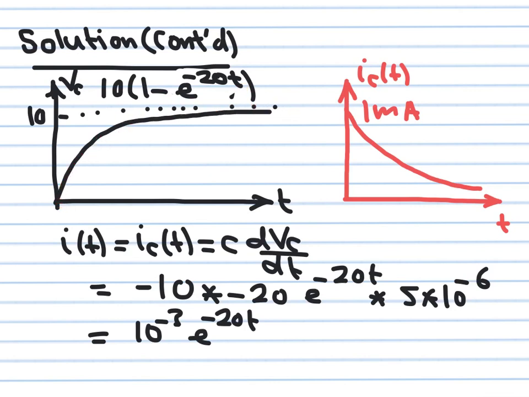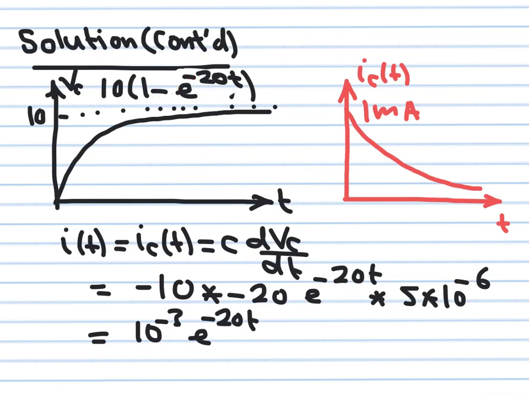What about the current? We can calculate the expression for the current, because the current in the circuit is the same as the current flowing in the capacitor, which is C dVC by dt. So you take this term and differentiate it relative to t. The derivative of minus 20 e to the minus 20t will give you minus 20 multiplied by e to the minus 20t. So you get 10 multiplying 20 multiplying e to the minus 20t, and minus sign will cancel with minus sign.